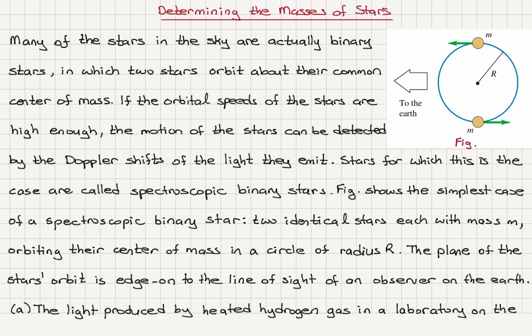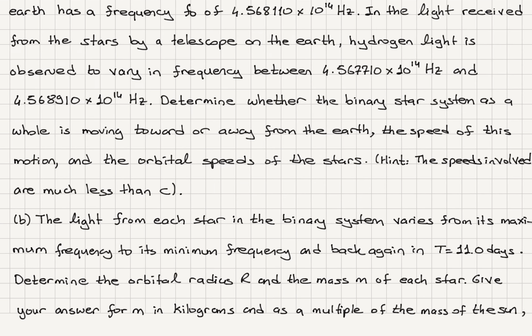We're continuing our discussion of determining the masses of stars problem. Remember, in part A, we looked at the frequency shifts for the light produced by heated hydrogen gas and compared it to the value in the laboratory to find the speed of the motion of the system of binary stars and the orbital speeds of the stars. And our conclusion was that the system is approaching the Earth.